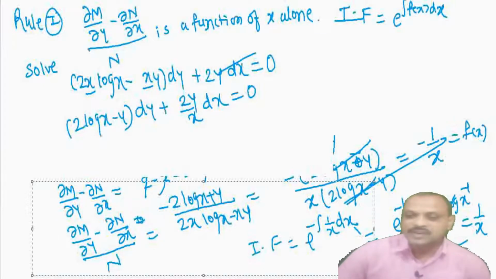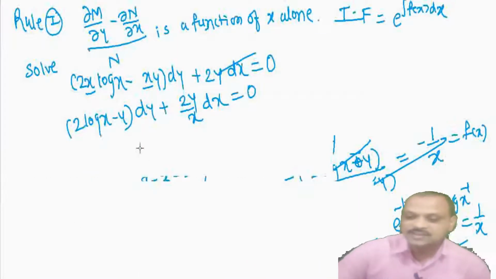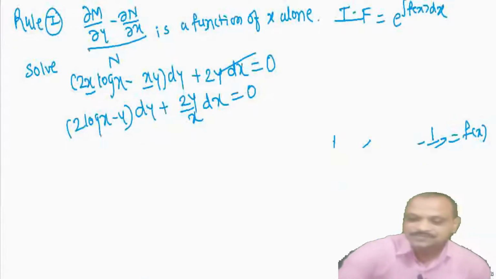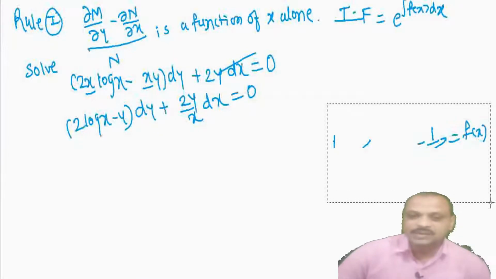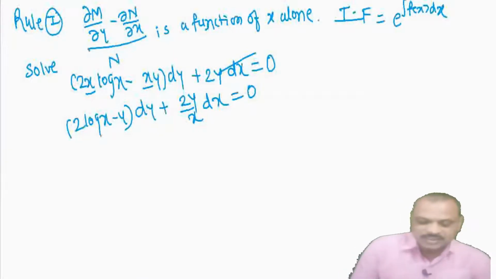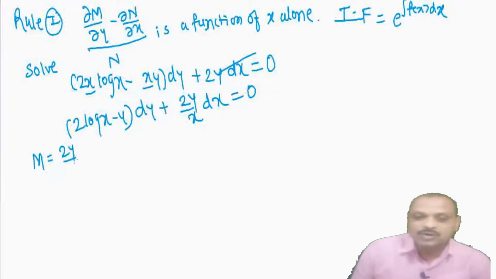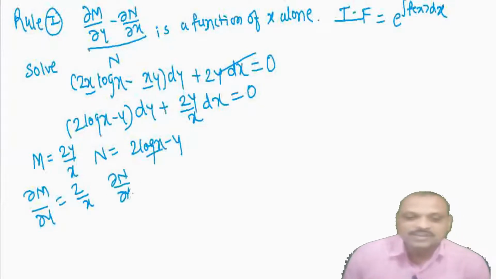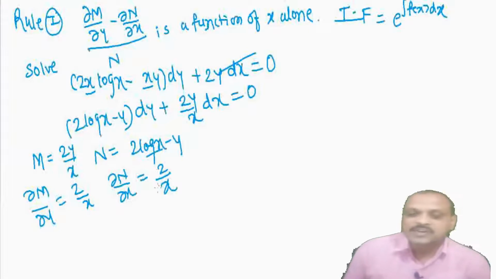We will check whether this equation is an exact equation or not. Okay, so first let us find the value of m. The new value of m is here, m equal to 2y divided by x and n equal to 2 into log x minus y. Then del m by del y is equal to 2 divided by x, del n by del x is 2 divided by x. Now this equation is exact. Then what is the solution?